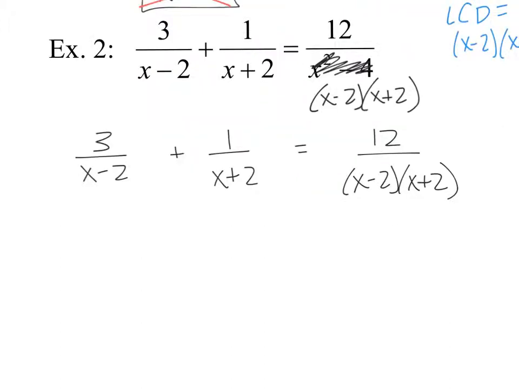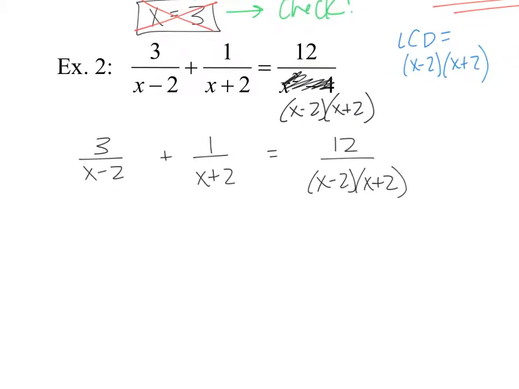What I'm going to do is multiply every single fraction by my LCD, which is up here. It's x minus 2 and x plus 2. So I'm going to write that here, x minus 2, x plus 2, write it here, x minus 2, x plus 2, and write it here, x minus 2, x plus 2.